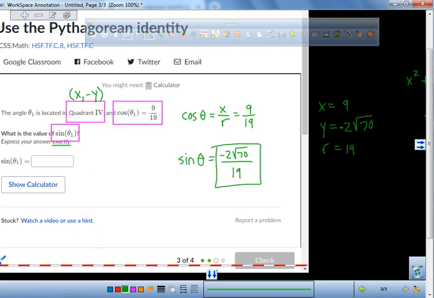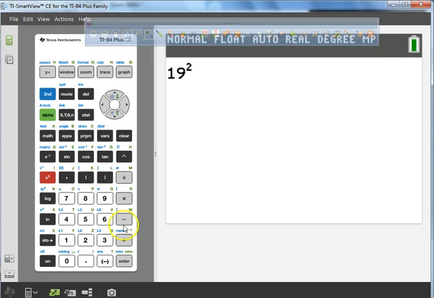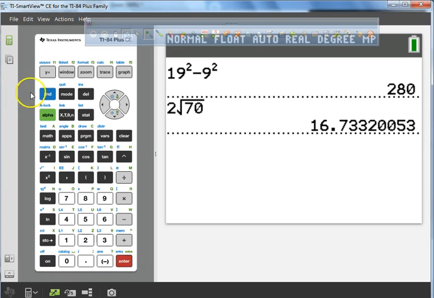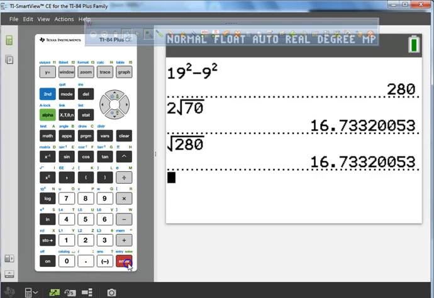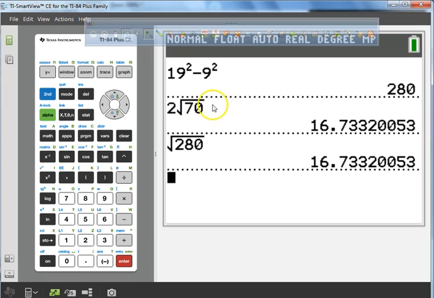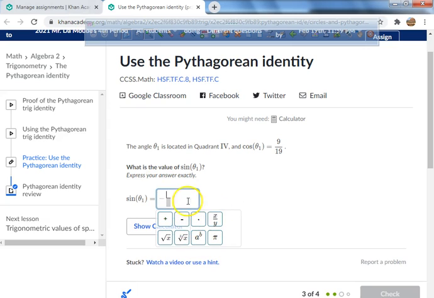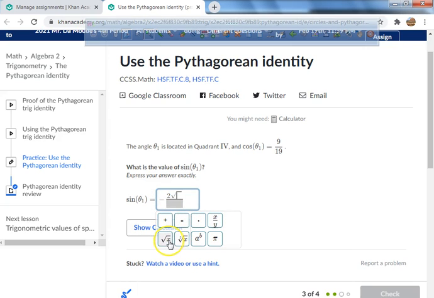All right, so I'm going to pause. I'm going to get my calculator just to make sure I didn't screw up. Just making sure we had 19 squared minus 9 squared, which was 280. And what did I say our radical was? 2 radical 70, which should be the same as the square root of 280. So see how these match? So this is the simplified version of that. So now I feel a lot better. Right here, I'm going to say my sine is negative 2 radical 70 all over the radius, which is 19.